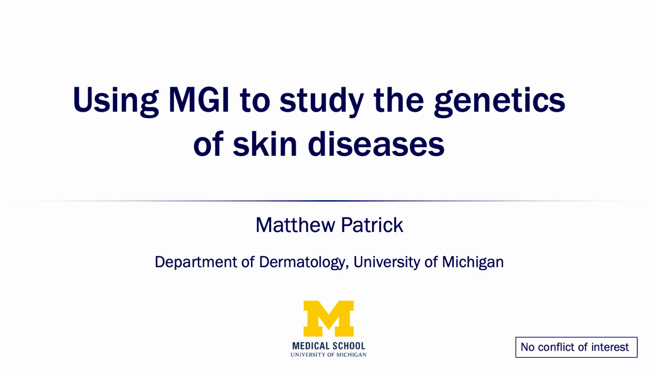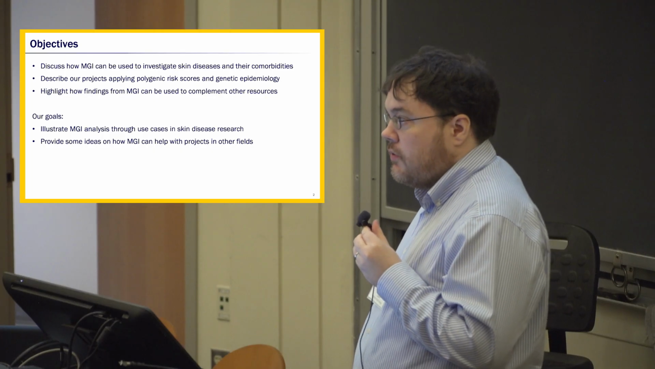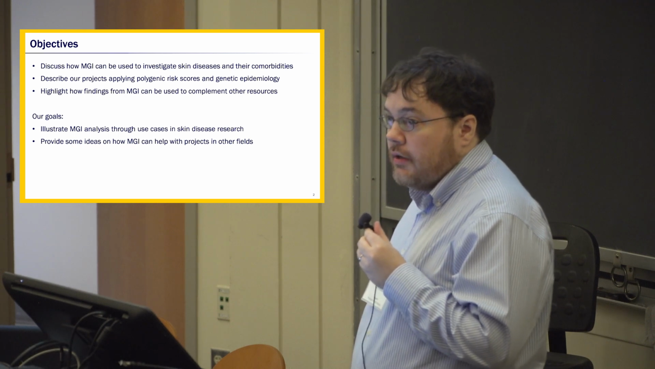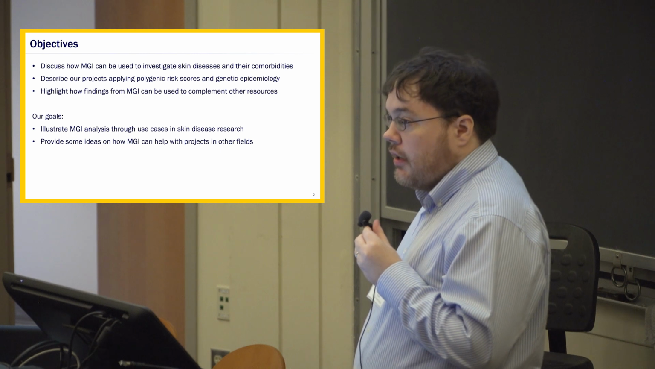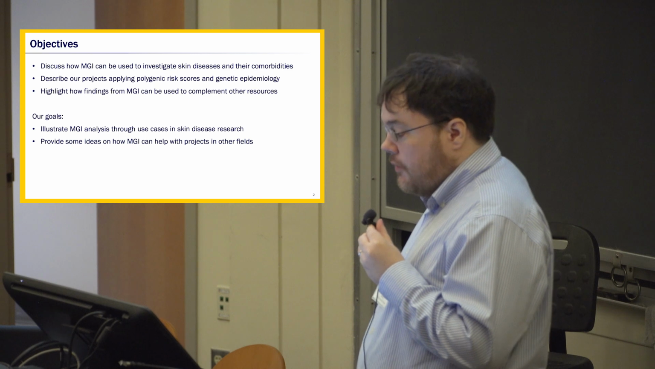So I will discuss how MGI can be used to investigate skin diseases and also their probabilities, and describe in particular our project involving polygenic risk scores and genetic epidemiology, highlighting how the findings from MGI can also be combined with other resources as well. So the goal will be to present how MGI can be used in skin disease research and provide some ideas which may be helpful hopefully to other fields as well.